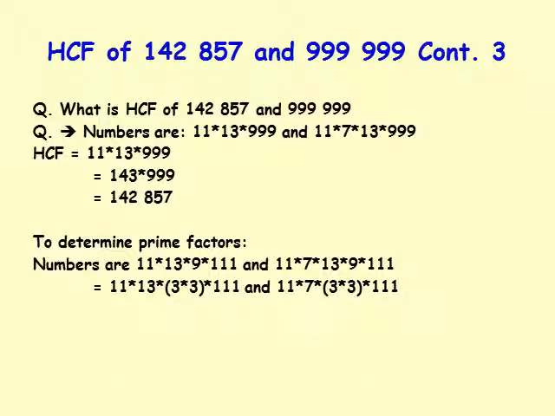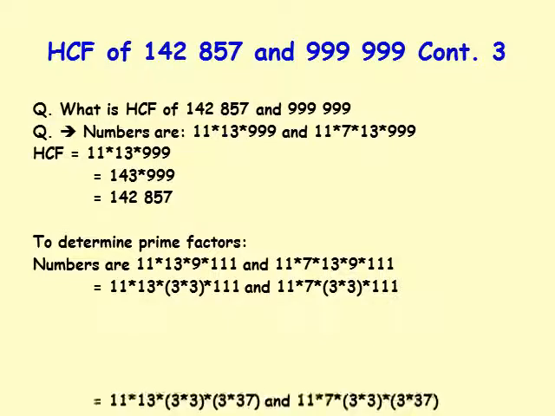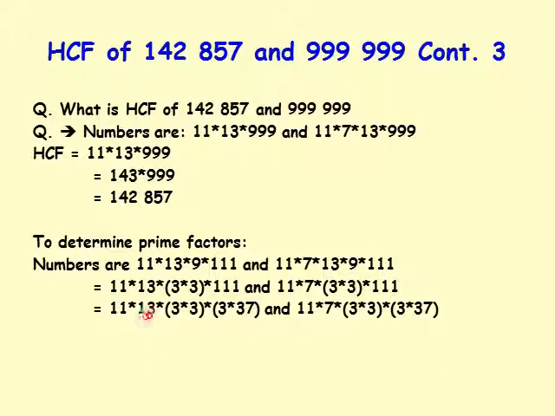So there's 3 times 3 here and 1 more, and 3 times 3 here instead of 9. Now look at 111. Is that divisible by any number? How about 2? No. How about 3? Yes. 1 plus 1 plus 1 is 3, the digit sum is 3, and so it's divisible by 3. So we have 11 times 13 times 3 times 3 times 3 times 37, and 11 times 7 times 3 times 3 times 3 times 37.